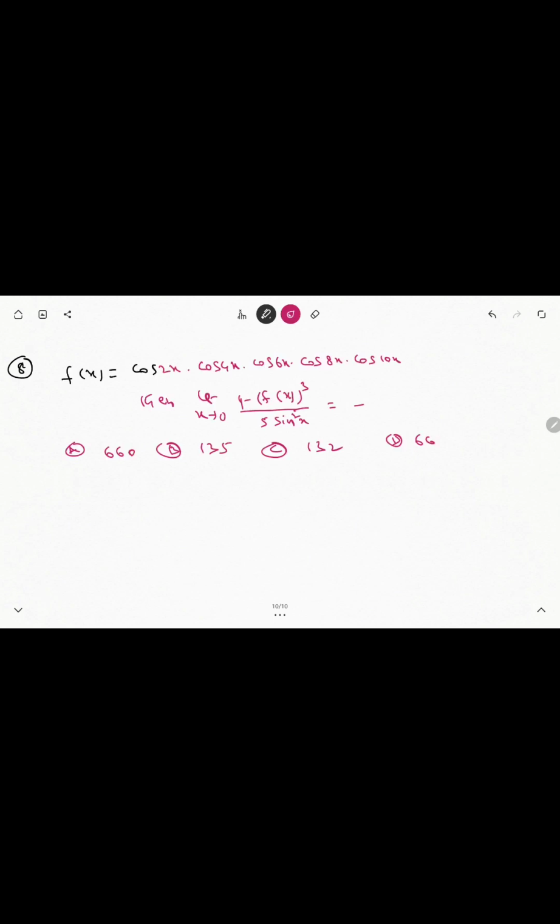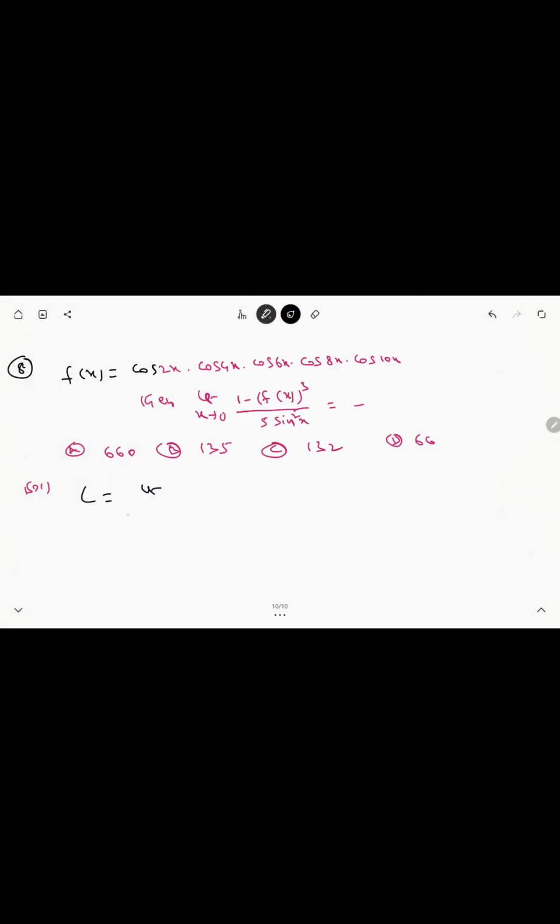Next one, eighth one. So eighth one is f of x is equal to cos 2x into cos 4x into cos of 6x into cos 8x into cos 10x. Then find the limit value of 1 minus f of x whole cube by 5 into sin square x. So try to solve it.